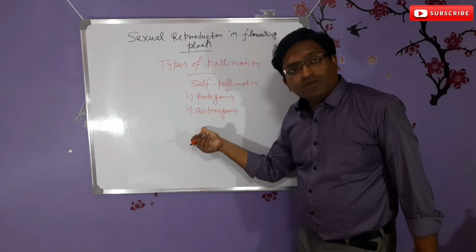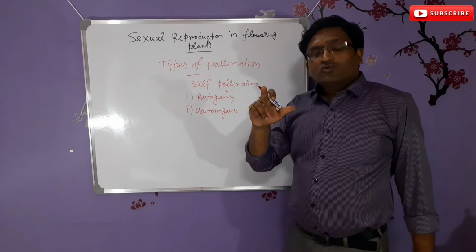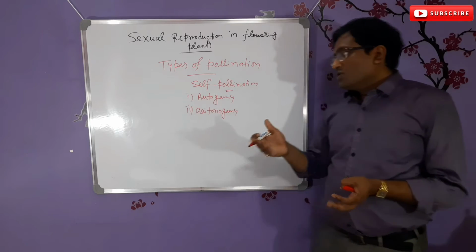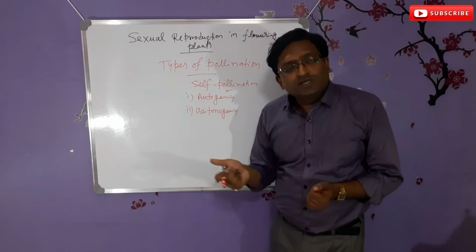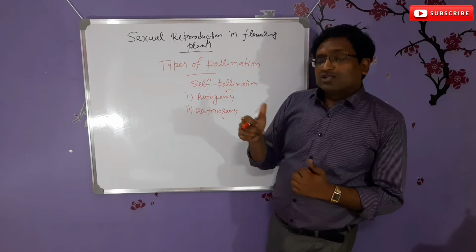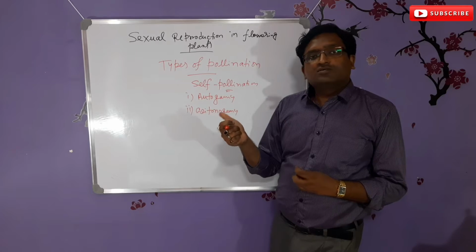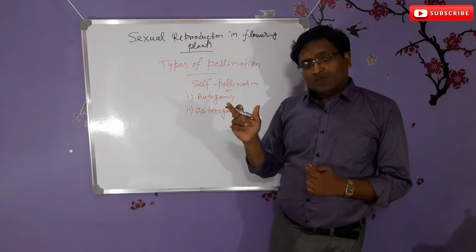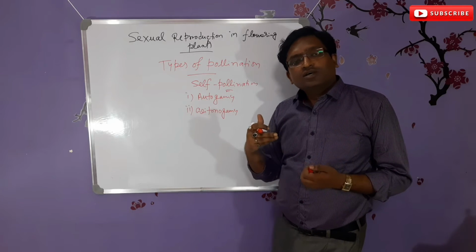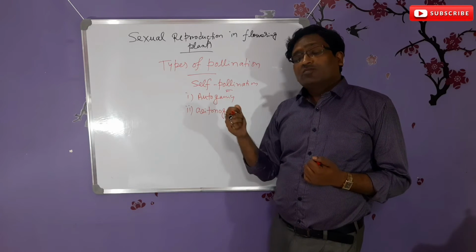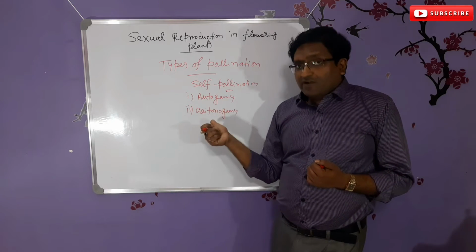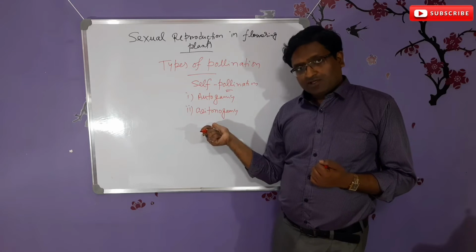But in case of geitonogamy, pollination occurs between two different flowers of the same plant. So the basic difference is, in autogamy, pollination occurs within the same flower, but in geitonogamy, pollination occurs between two flowers of the same plant. Obviously, since it is self-pollination, it occurs in the same plant, but in different flowers, not the same flower. If same flower, it is autogamy. If different flowers, it is geitonogamy.